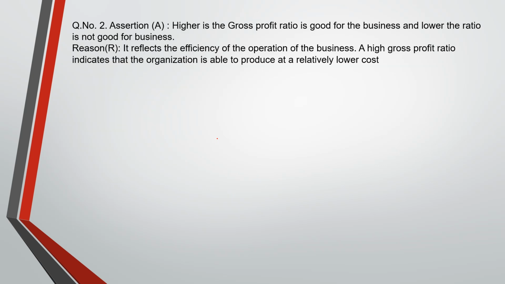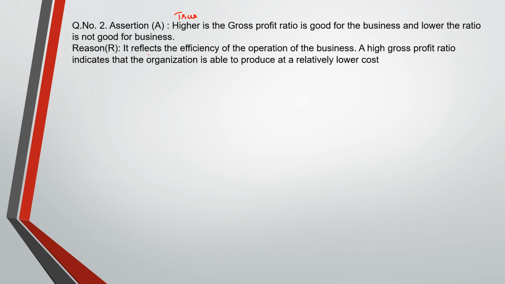Then moving over to the next assertion and reason. Assertion here is: higher gross profit ratio is good for the business and lower the ratio, it's not good for the business. Yes, because gross profit is calculated using your operating activity and then all the non-operating expenses and indirect expenses are subtracted to arrive at the net profit. So if you have higher gross profit, it would be good because it would have sufficient profit to cover up all your other expenses of the business, the indirect expense and the non-operating expense. But the lower the ratio, you have lesser profit to cover up all the other expenses. So assertion here is true.